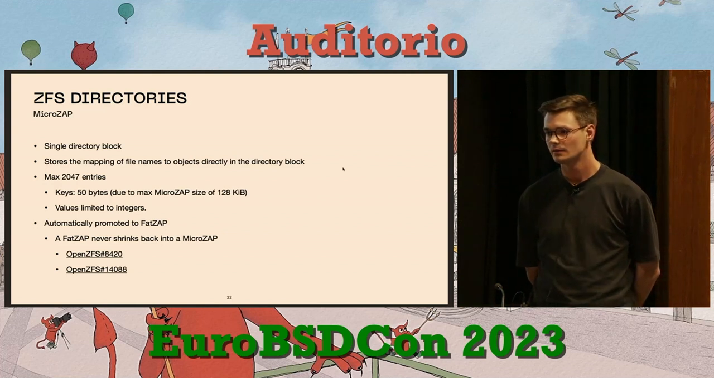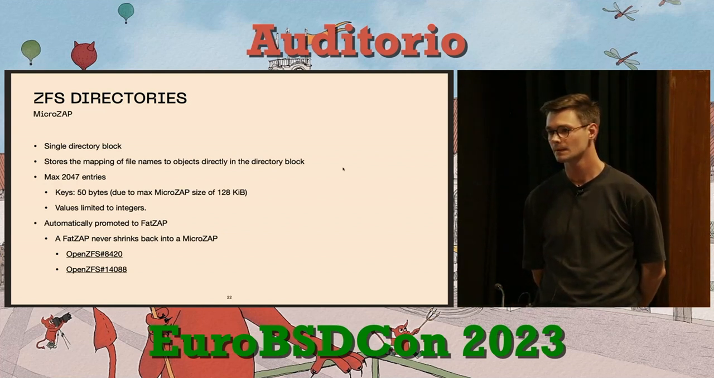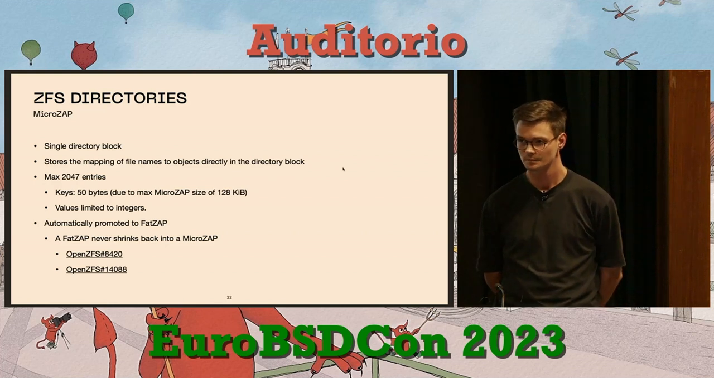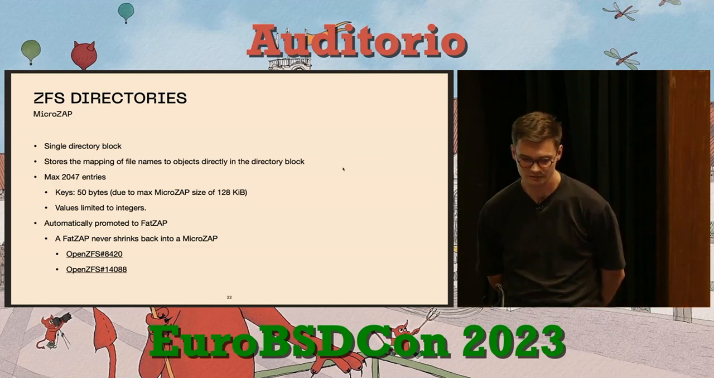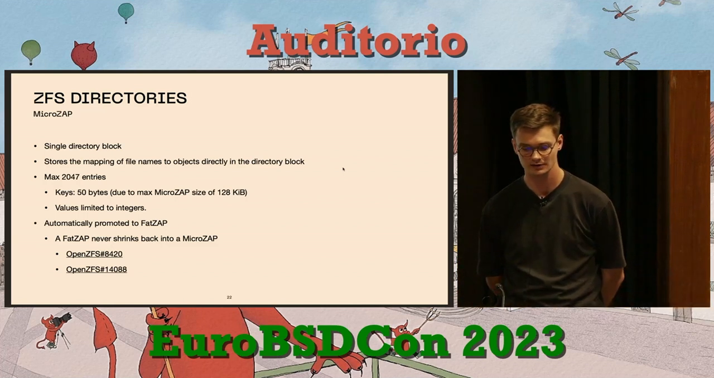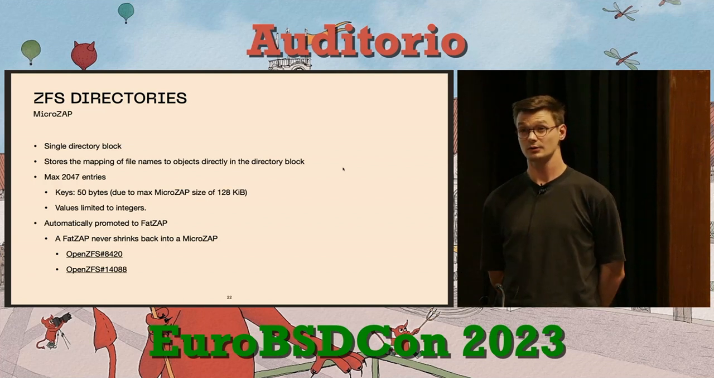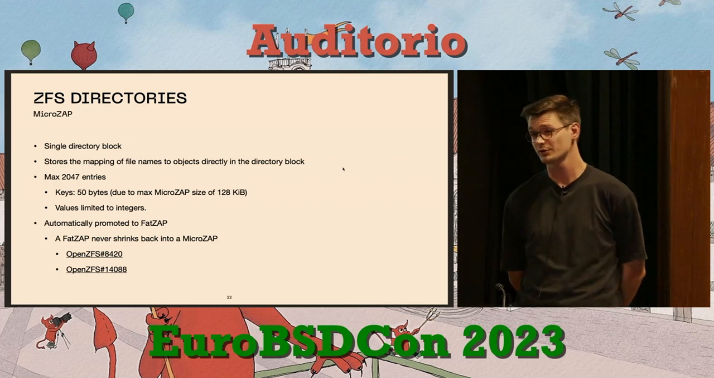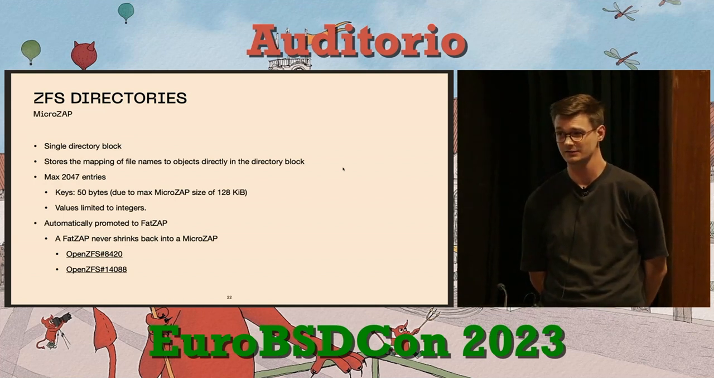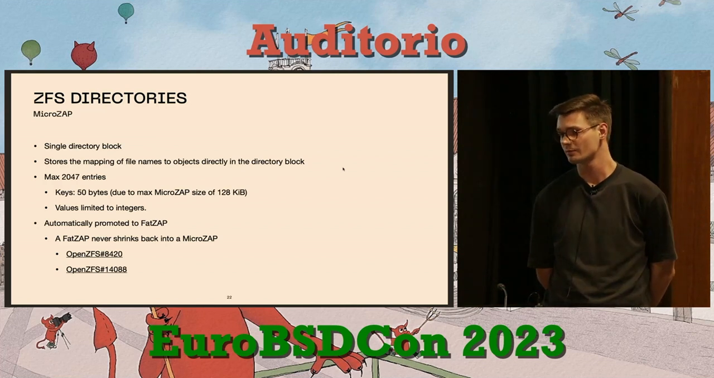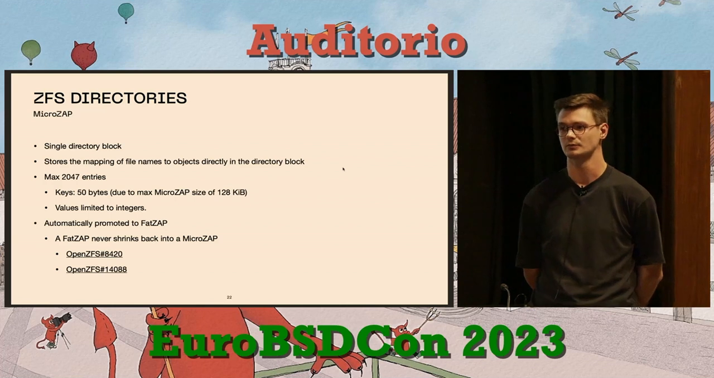Is there a tunable for changing the size of the keys? So the question is if we can change this limitation of microzaps to not be 50 bytes, but maybe less or more. There is no tunable that I know of. I guess what you can do is patch it out and see if you can fit more entries in there. But that's a manual operation, I would assume.